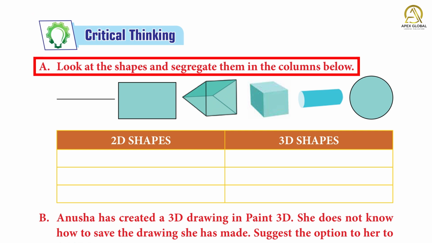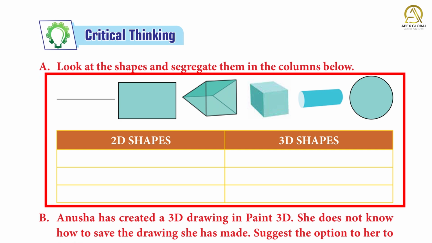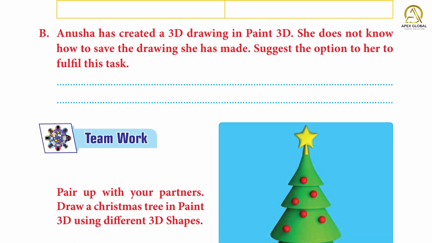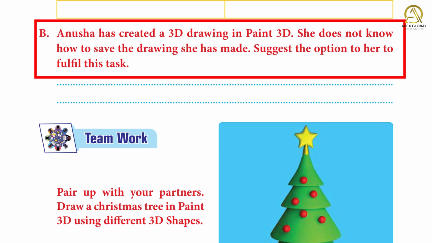Critical thinking. A. Look at the shapes and segregate them in the columns below. Answer: do it yourself. B. Anushka has created a 3D drawing in Paint 3D. She does not know how to save the drawing she has made. Suggest the option to her to fulfill the task.